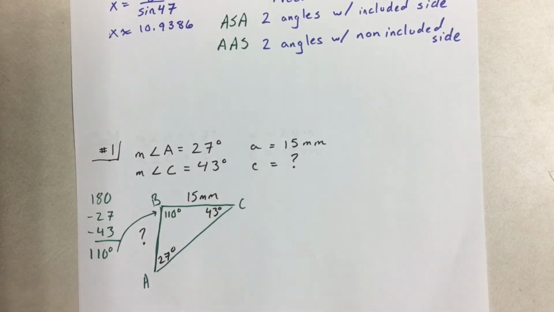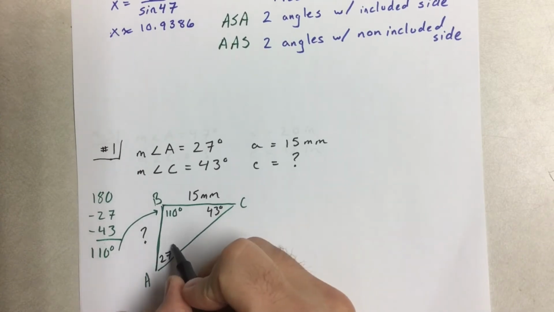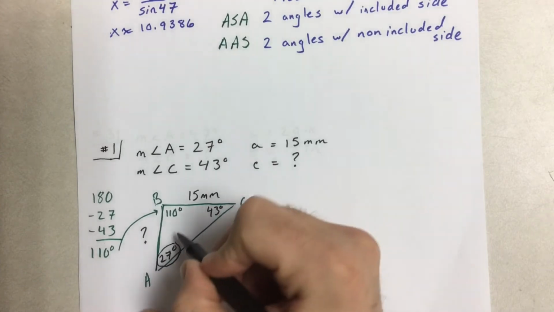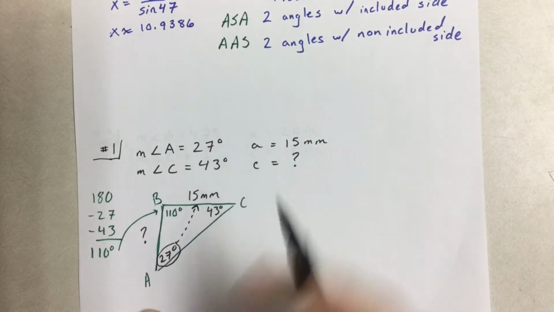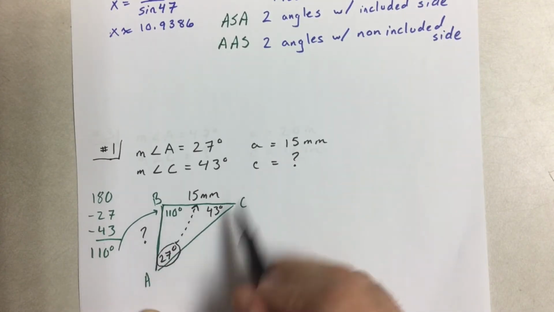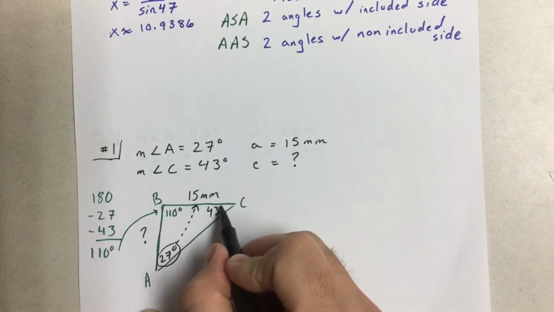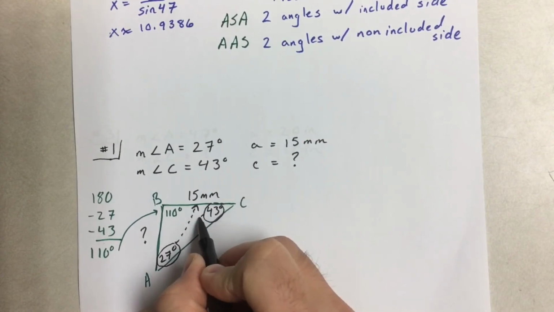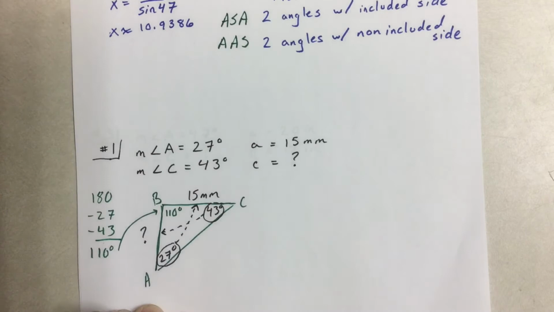All right, so moving on now, that's step 2, find the third angle measure. Step 3, pair up, meaning we're going to pair up the angle measure with the side length. So I'm going to pair up 27 with the 15. Now, I'm not going to pair 110 up with anything because we're not focused on this side length. So we're going to pair up 43 with the side length that we care about.